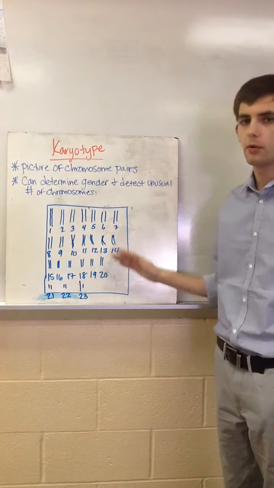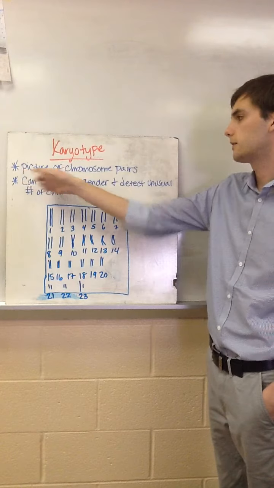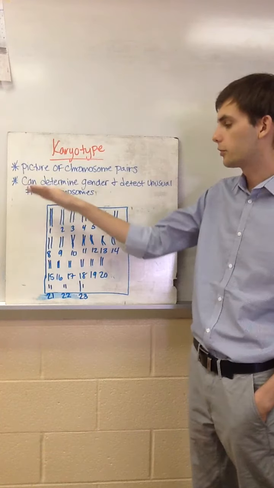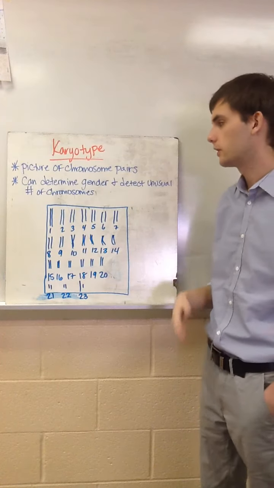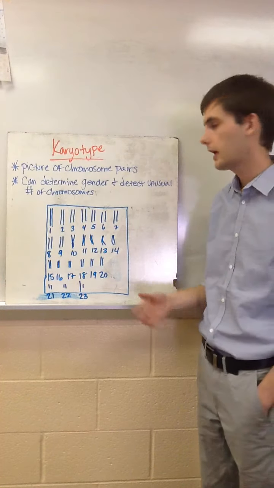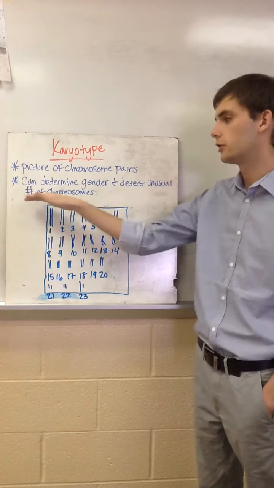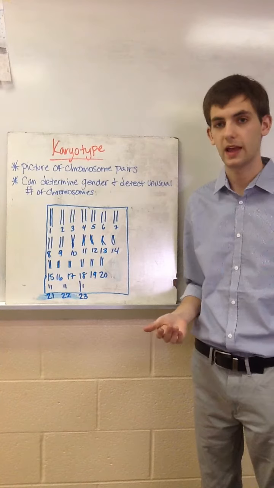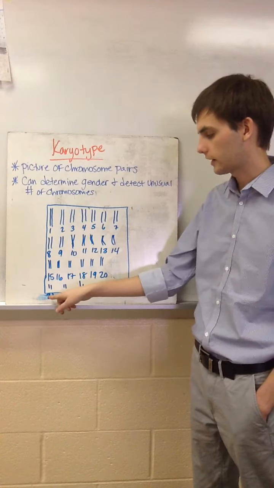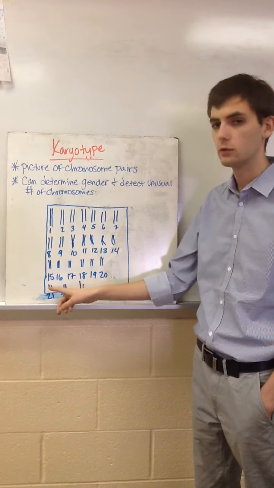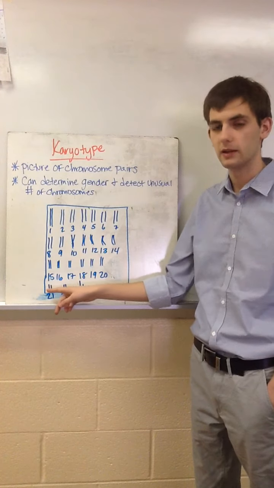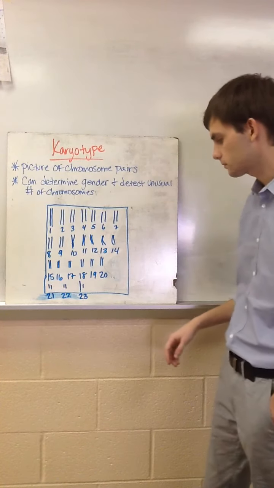This is an example of a karyotype, and a karyotype is a picture of chromosome pairs. So through a karyotype, you can determine the gender of a person, and you can detect an unusual number of chromosomes. So for example, if we were looking to see if somebody had Down syndrome, we would look at site 21 and make sure that we only had 2 pairs. If there were 3 pairs, then that would be an indication of Down syndrome.